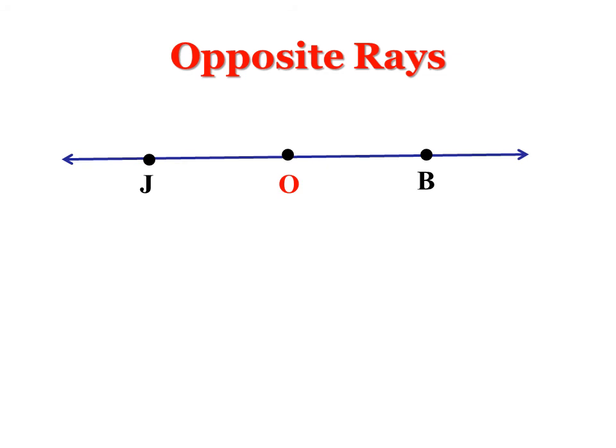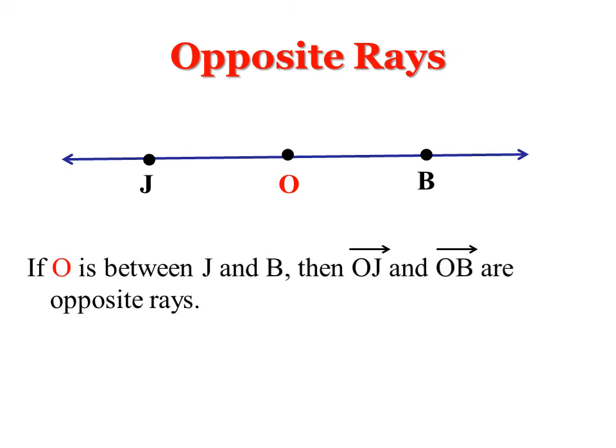Okay, let's see. So if O is between J and B, then ray OJ, which is to the left, and ray OB, which is going to the right, are opposite rays. The other one is to the left, and ray OB is to the right. Therefore, they go in opposite directions. Therefore, they are called opposite rays.